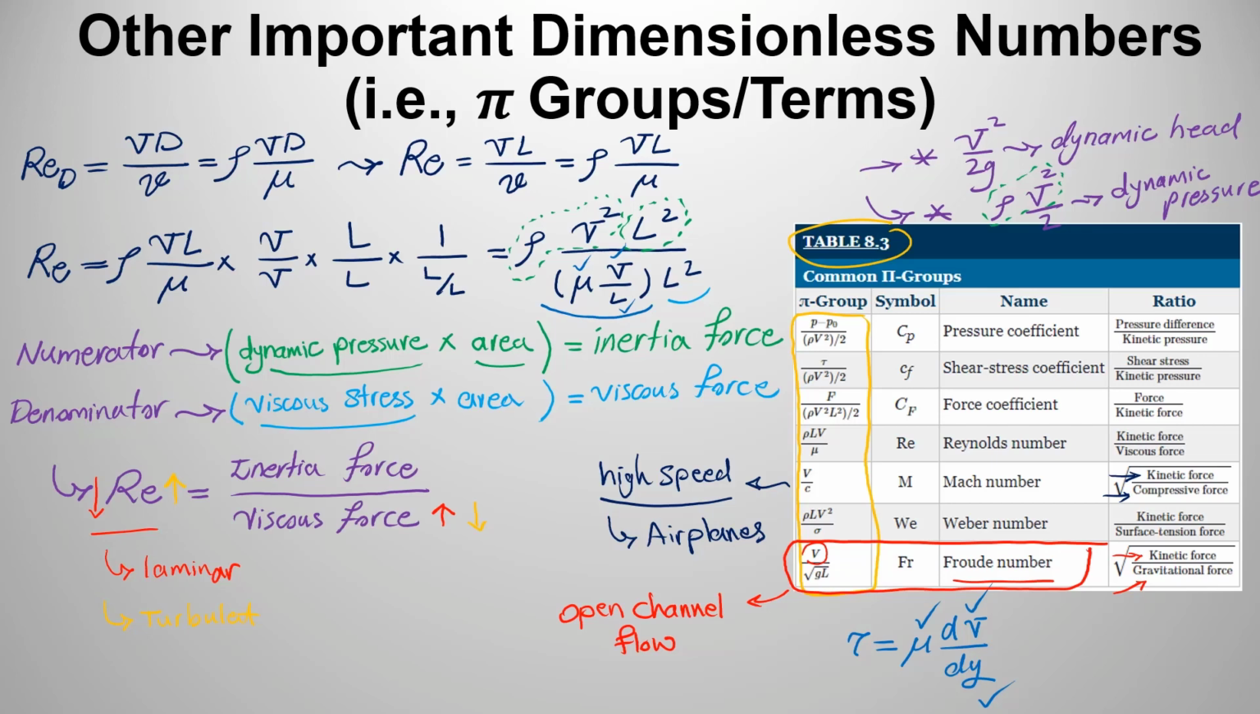We have lots of dimensionless numbers that can be used for different problems. This slide was just an introduction to some of these dimensionless numbers. We mainly use Reynolds number, force coefficient, and Froude number, and you will see how we are going to apply these numbers in similitude or study of similarity.